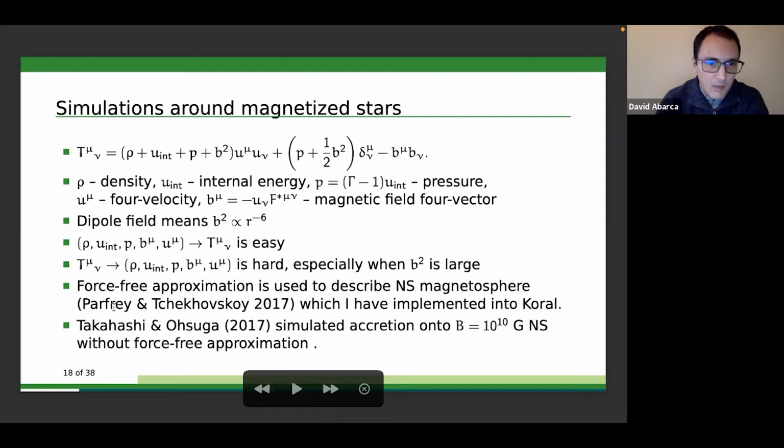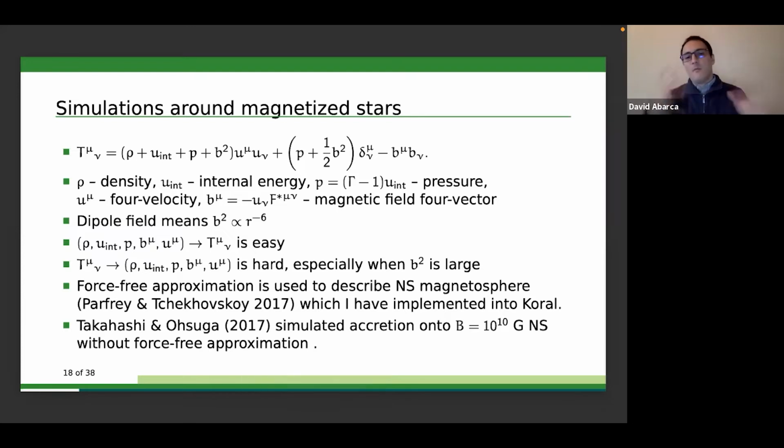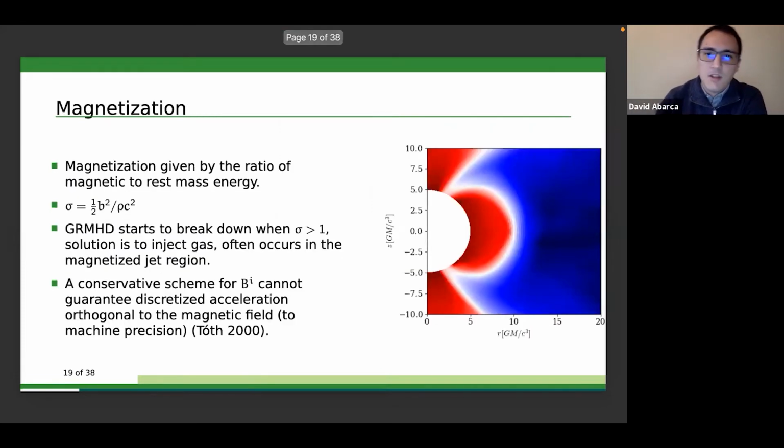So I collaborated with Kyle Parfrey and introduced his method, which uses elements from force-free electrodynamics to tame the simulation and make it so that we can actually do this simulation.